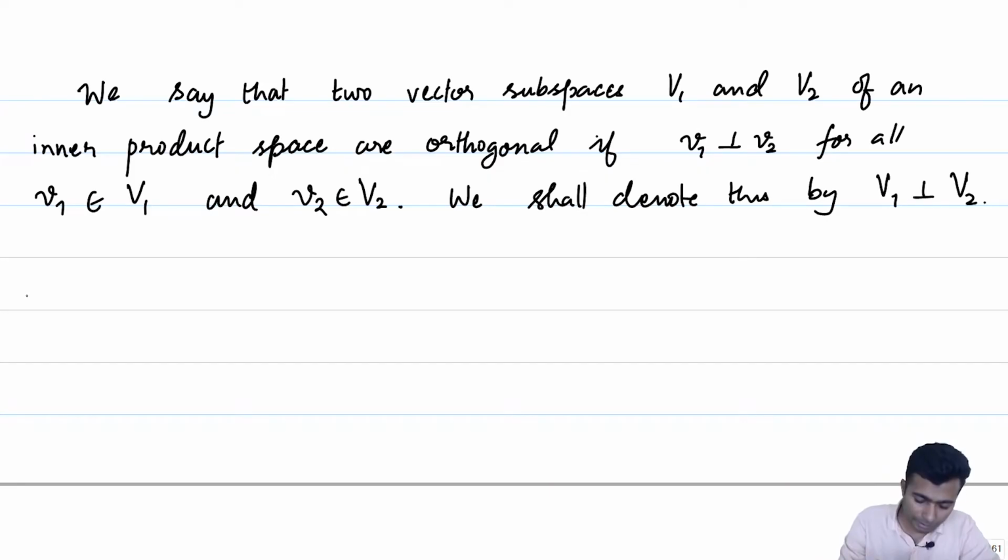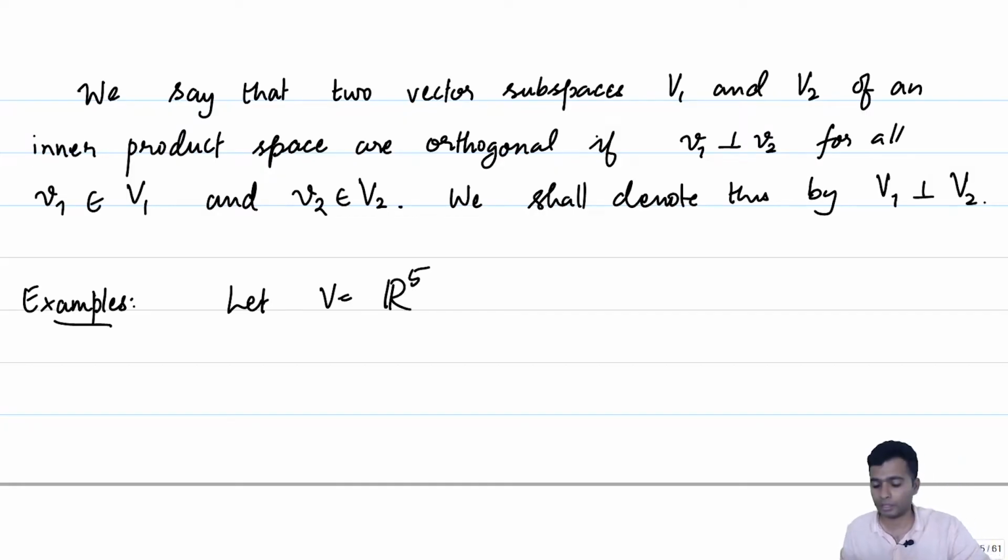So let's look at some examples. Again, it's in an inner product space. Let V be equal to R5, the vector space with the standard inner product, the dot product.